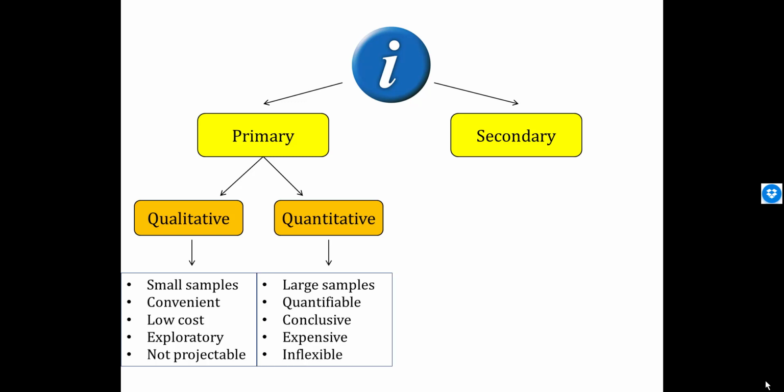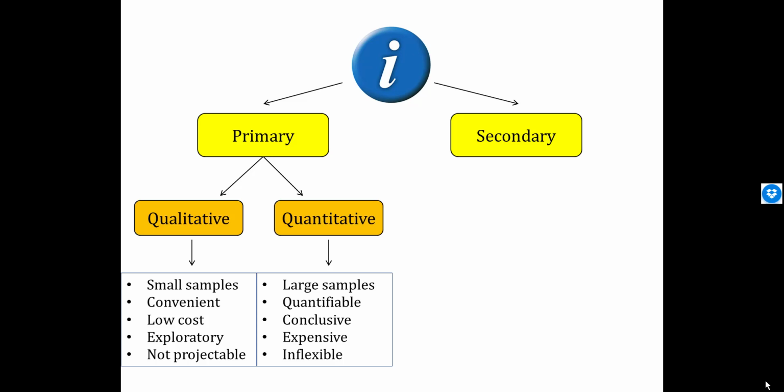Quantitative data, on the other hand, is based on large random samples and representative samples of consumers. It is quantifiable because it is based on structured questionnaires or mechanical observation, which yields numbers that can easily be analyzed statistically. And because of the large representative samples, it is conclusive information. That is, you can use the findings to project it to the population from which the sample is drawn.